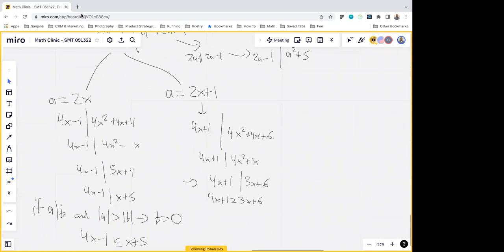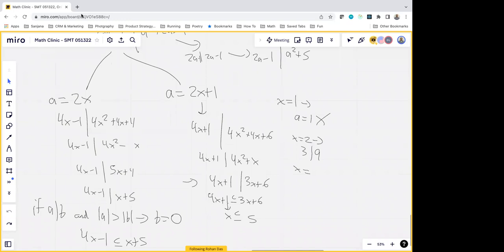So this condition is a bit annoying to deal with. And from here, we have x is at least... sorry, there should be a less than or equal to sign. And then we have x is at least 5. We can check x equals 1 gives a equals 1, which is impossible by our conditions. x equals 2 gives 3 divides 9.